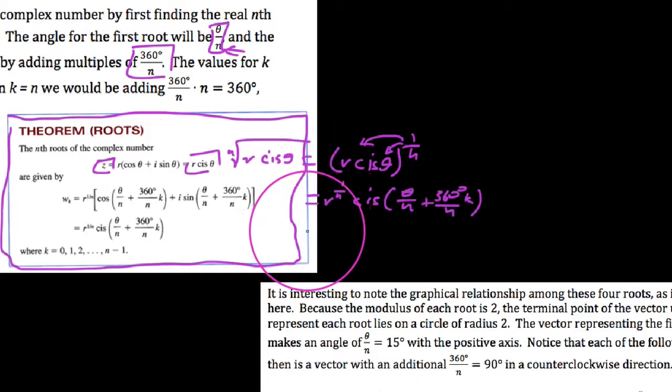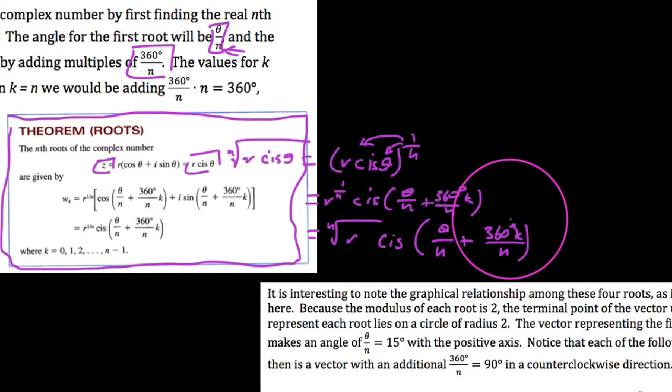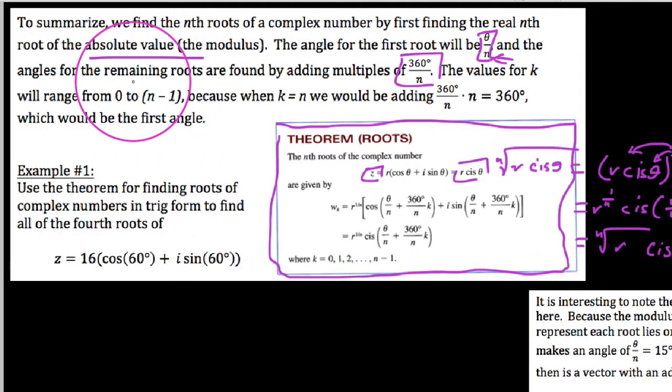Okay, so that's the only difference, and I could even rewrite this again. We could say it's the nth root of r. Just take the nth root of the modulus, and then take the angle and split it by n, and add on any number of coterminal angles that you need. Okay, so we're going to practice doing this here. I want to use this theorem for finding roots of complex numbers in trig form to find all the fourth roots of this number here.